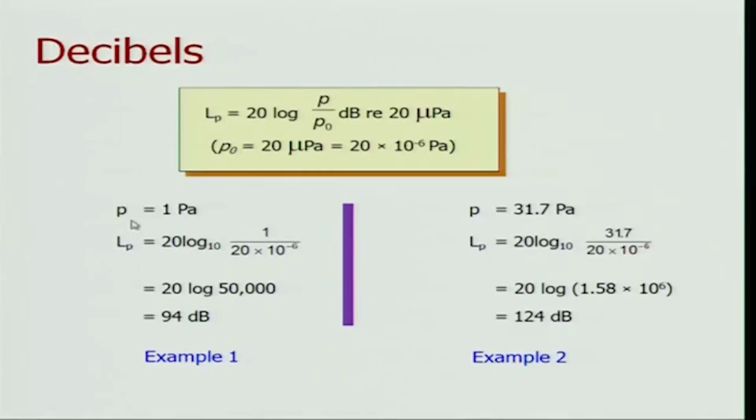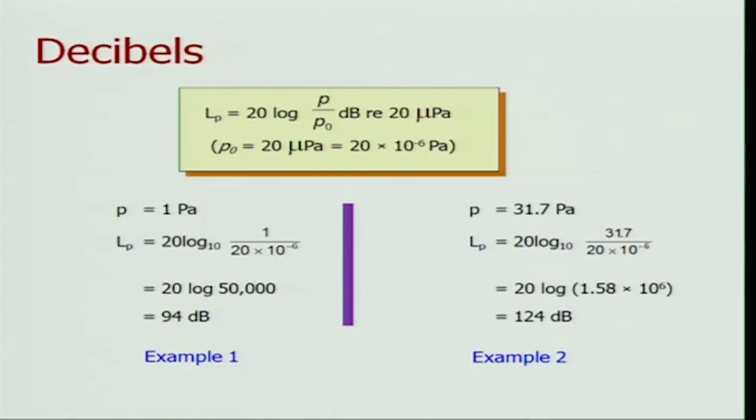Suppose P is 1 Pascal. What that means here is that we are assuming that the value of RMS pressure is 1 Pascal, not the maximum pressure. Then to calculate the decibel level, I do 20 log 10 of P, which is 1 divided by 20 micropascals. So I get 20 log 50,000, and I do the calculation, I get 94 decibels of sound. In another case, P is 31.7 pascals. So again I calculate 20 log 10 of 31.7 over 20 into 10 to the power of minus 6. And I do all the math and I get 124 decibels of sound.